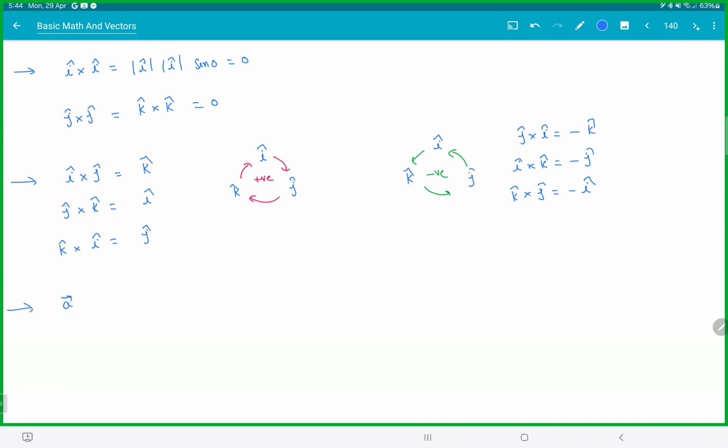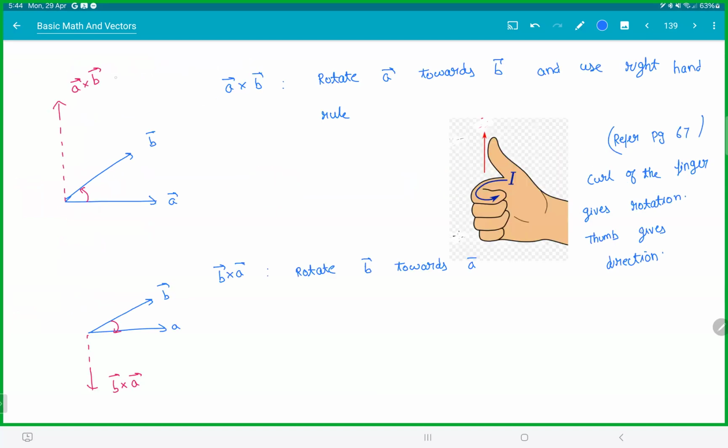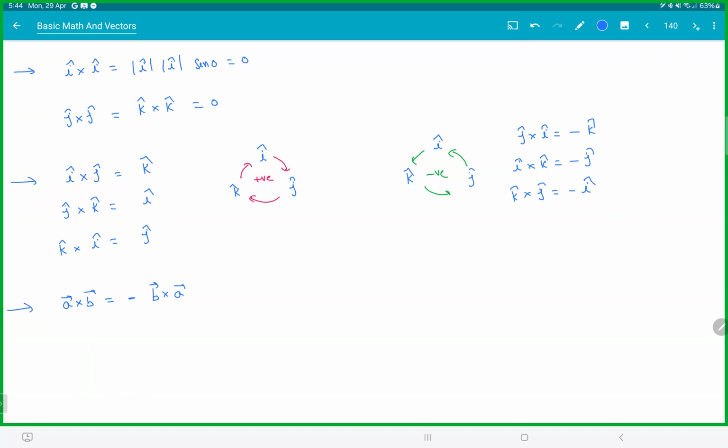And certain properties. If you remember, A dot B is B dot A, but here it is not. It is A cross B is minus B cross A. We can clearly see here, A cross B is up, B cross A is down. Both are anti-parallel vectors, so you'll get a minus sign. A cross (B plus C) is A cross B plus A cross C.